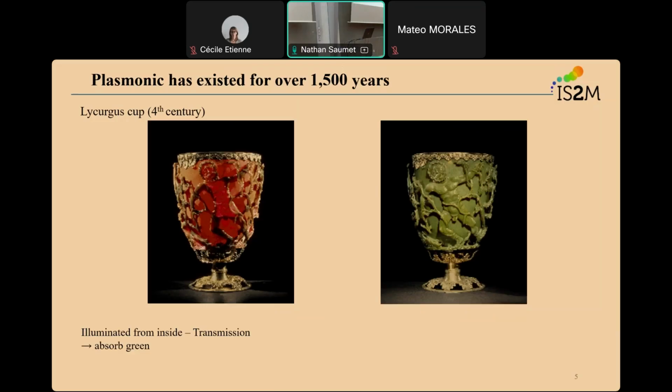In this case, the cup is illuminated from inside. So we observe the light which is transmitted. So this cup absorbs green. So if we shine the light in reflection, it will appear green. And this is the first plasmonic object that was ever created. Of course, at this time, they were not doing any chemistry to synthesize the particles. They were just reducing metallic powders such as gold or copper, and they mixed them up, and they efficiently created this.